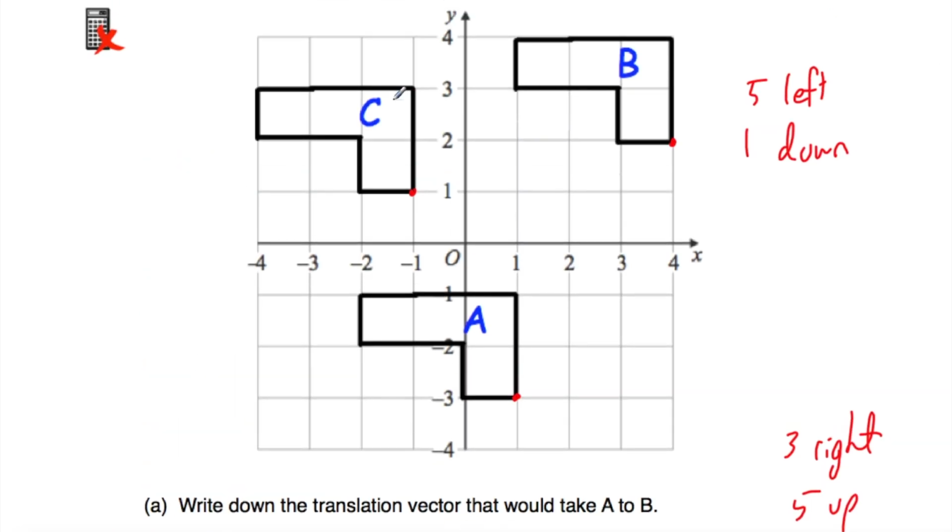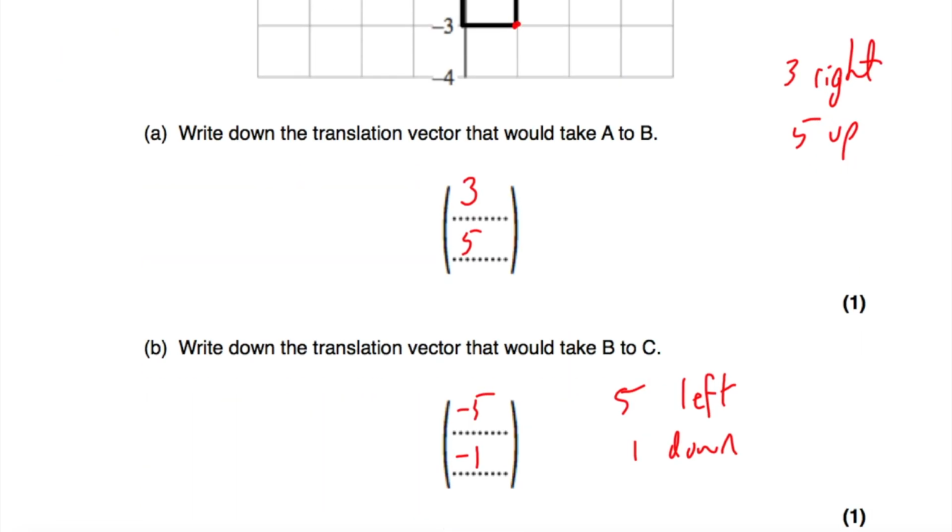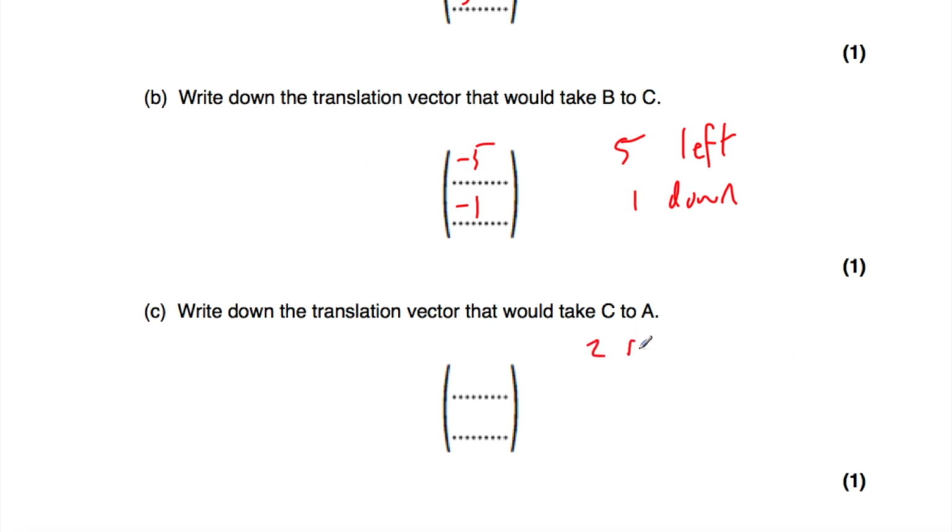So from C to A. To get from C to A, I'm going to focus on those corners again. So from C to A would be 1, 2 to the right, so 2 right. And then we would go 1, 2, 3, 4 down, so 4 down. Let's just check that. 2 right, and then 4 down, 1, 2, 3, 4. So 2 right and 4 down as a translation vector.